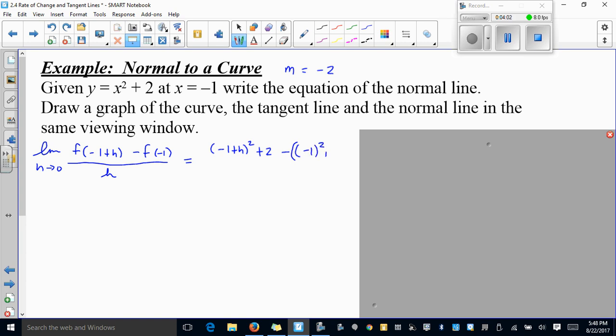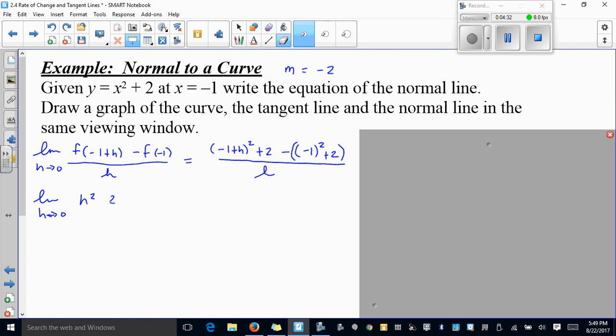So the limit as h approaches 0 of this, and hopefully you guys remember this from last year, is a perfect square, so use binomial expansion. We'll talk about it more in class. But we're going to get h squared plus 2h, actually I lied, it's minus 2h, plus 1 minus, in parentheses, 1 plus 2. Oh, I forgot the plus 2. Let me erase.